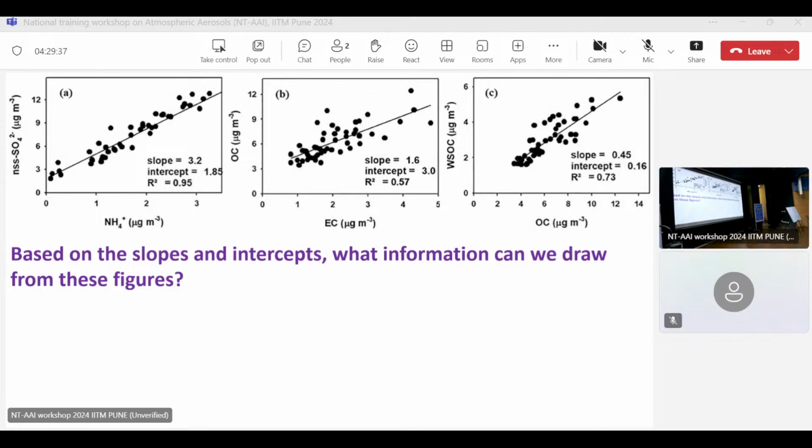Here is the plot. We were talking about that. Slope is 0.45, intercept is 0.16.